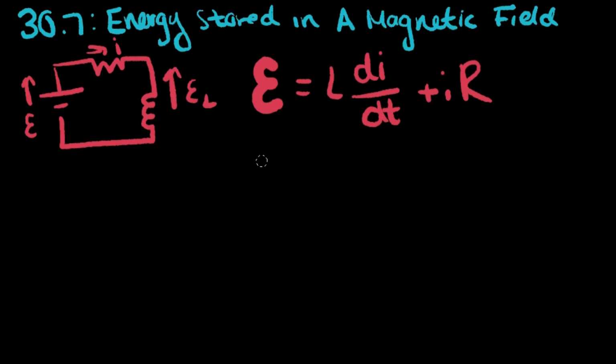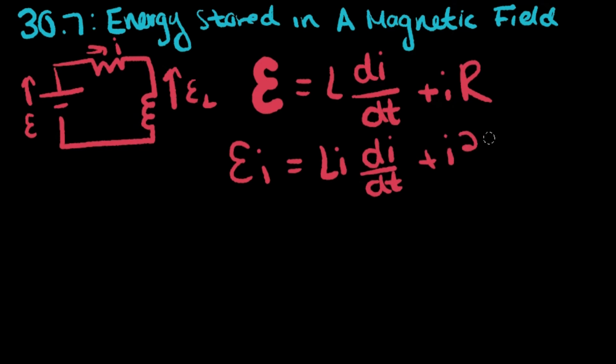So we can multiply everything in this equation by I, in which case we'll have EMF times I equals L I di/dt plus I squared R. And this equation will have a physical representation of the work done by the battery and the resulting energy transfers. So we'll take this term by term.